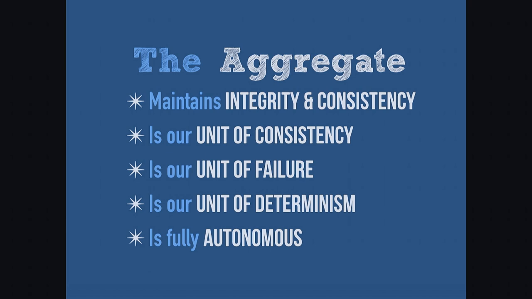And I think this needs to be modeled in the aggregate. The aggregate is our unit of work that maintains our consistency and our integrity. It's really our unit of consistency, our unit of failure, and our unit of determinism, where we can have strong consistency within the aggregate and fully assume that. And it's very important that the aggregate is always atomic. It needs to be started up as one single thing. It needs to be shut down as one single thing. You can't shard an aggregate. It needs to be moved around as one single thing. Else all bets are off when it comes to consistency and determinism. Okay.